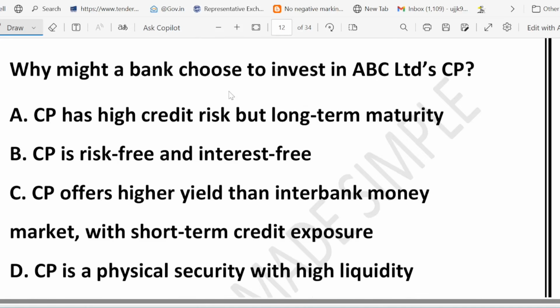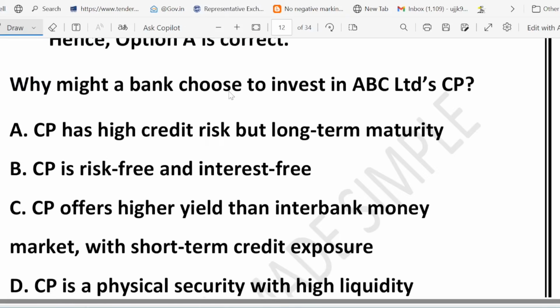Now the last question of this particular case study is, why might a bank choose to invest in ABC Bank CP? Option A, CP has high credit rating but long-term maturity. Option B, CP is risk-free and interest-free. Option C, CP offers higher yield than interbank money market with short-term credit exposure. Option D, CP is a physical security with high liquidity.